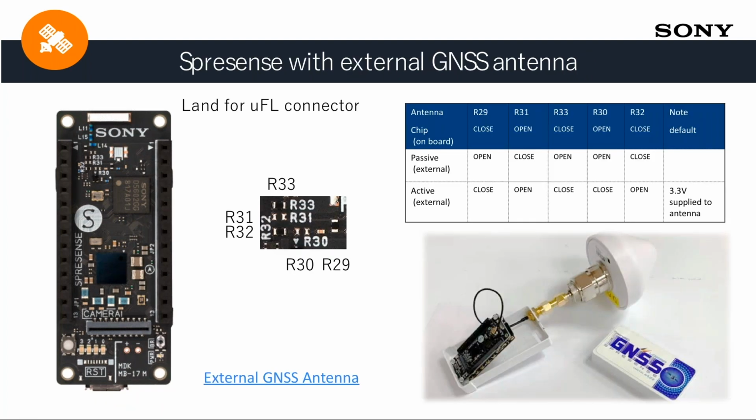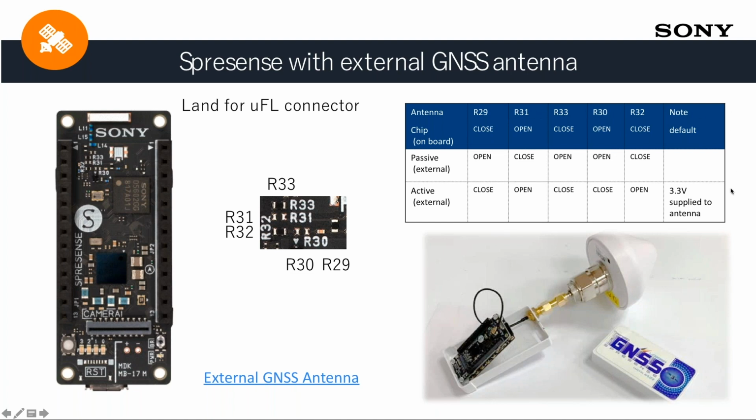So as I told you, Spresense has the antenna already, but if you build something where you need to extend this antenna, it's very simple. You need to connect this UFL connector to Spresense, and then the resistors between, I think, R29 to R33, need to be modified. If you need some information, this is the information, the blue link here. You can go to this to get more information.